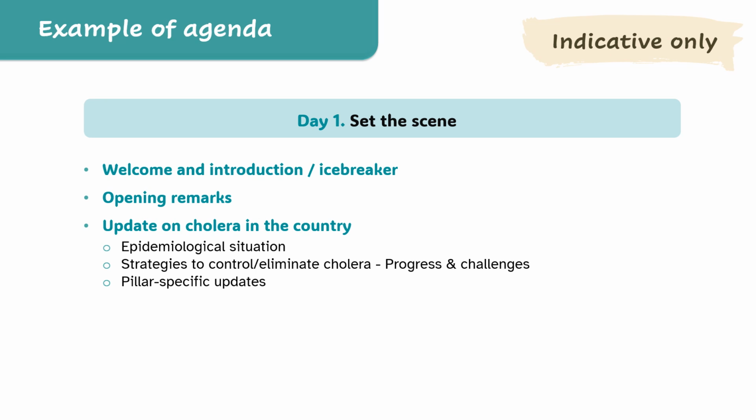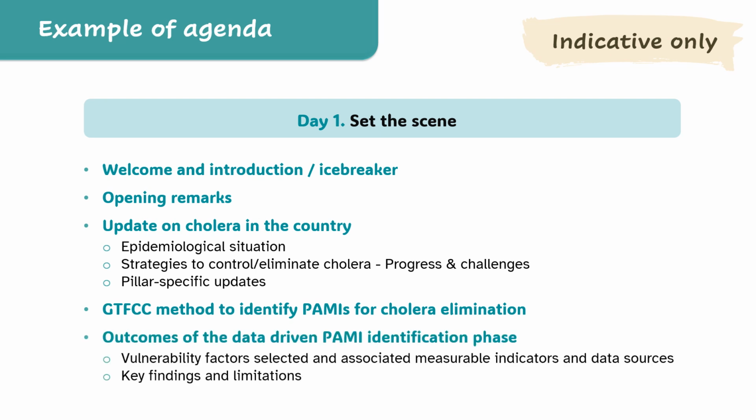Cholera pillar-specific updates may also be very insightful. Then, you can bring participants up to speed on PAMI identification by walking them through the PAMI identification method. Lastly, present the outcomes of the first phase of PAMI identification, including the vulnerability factors selected and associated measurable indicators and data sources. Bring up for discussion not only the key findings of the first phase of PAMI identification, but also and as importantly their potential limitations.